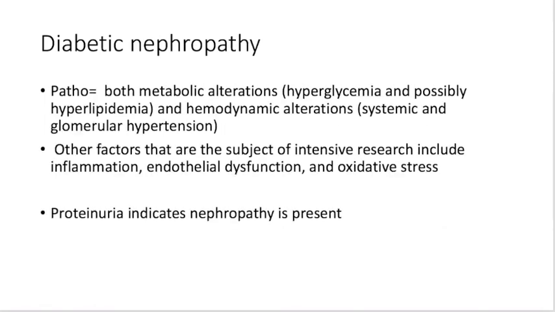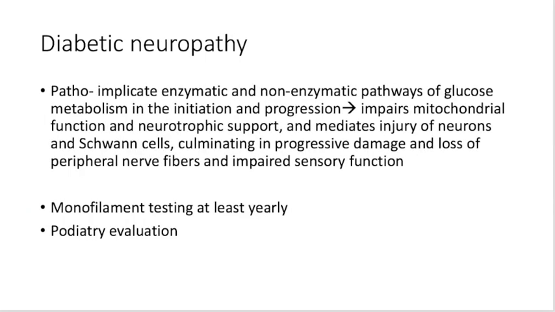Nephropathy, so this is metabolic alterations such as hyperglycemia, hyperlipidemia. We talked about diabetic nephropathy and renal. We also get hemodynamic alterations such as systemic and glomerular hypertension. And then these lead to inflammation, endothelial dysfunction, oxidative stress, indicated by proteinuria, which means that we have diabetic nephropathy.